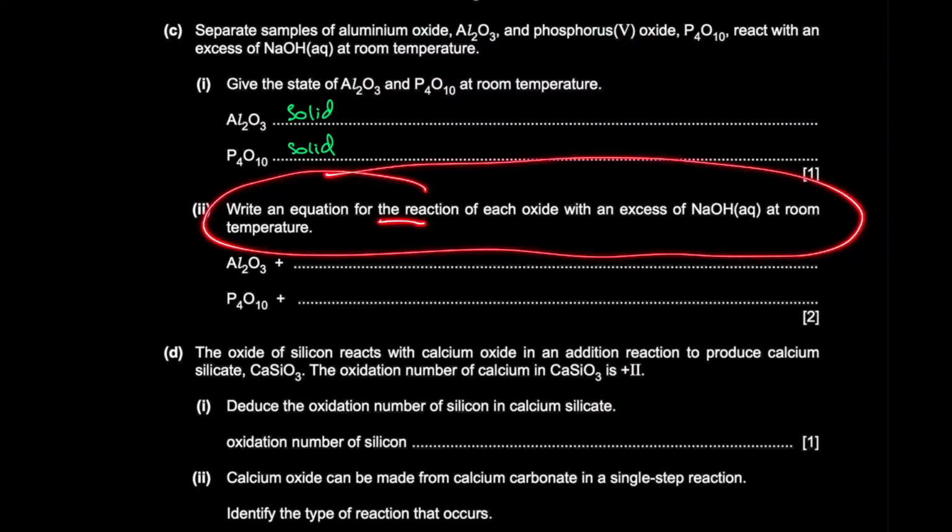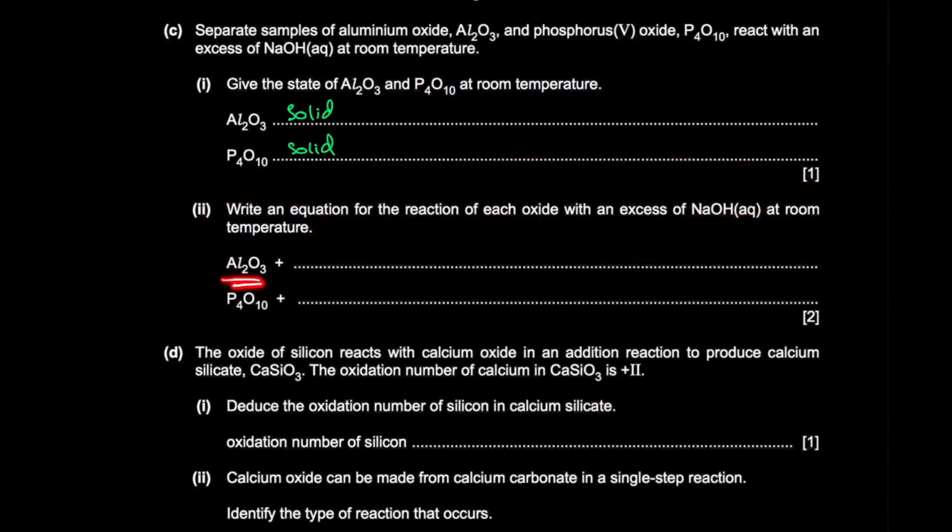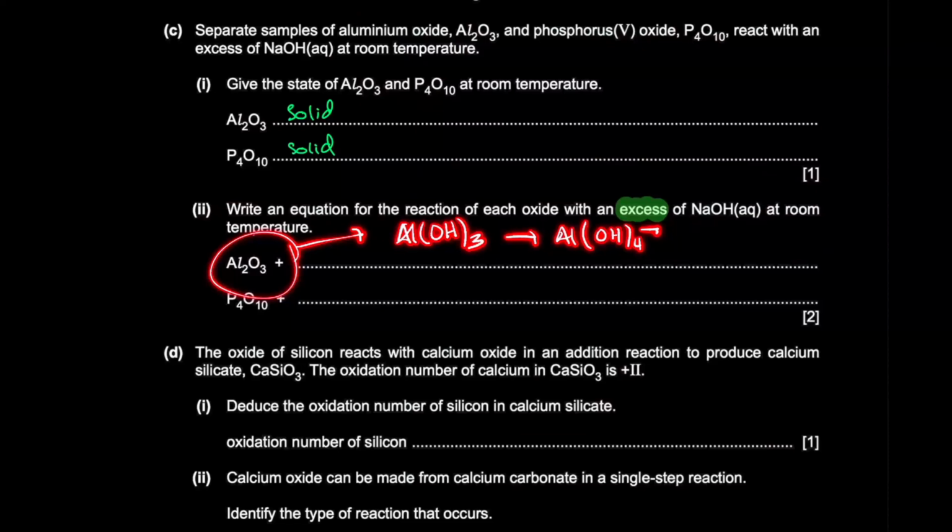Write an equation for the reaction of each oxide with an excess of NaOH at room temperature. Now, if you remember, aluminum oxide, it says excess NaOH, right? Aluminum oxide initially forms the precipitate aluminum hydroxide, which then dissolves to form this ion, Al(OH)4 minus. Aluminum oxide is amphoteric. It can react with acids or alkalis, so it dissolves in excess alkali. Initially, if you add a little bit of alkali, you get a white precipitate, but in excess, it dissolves.